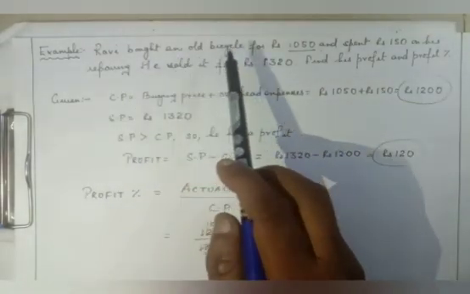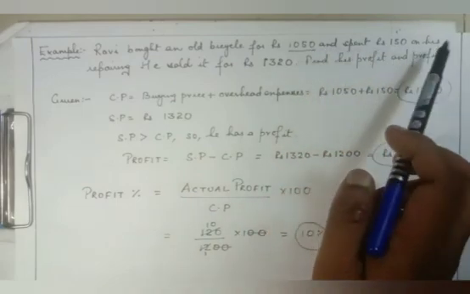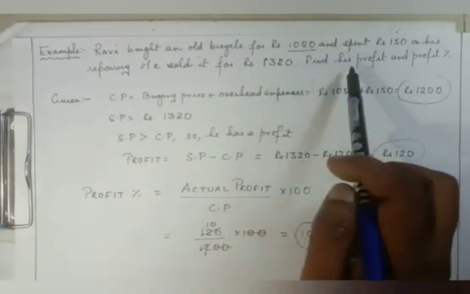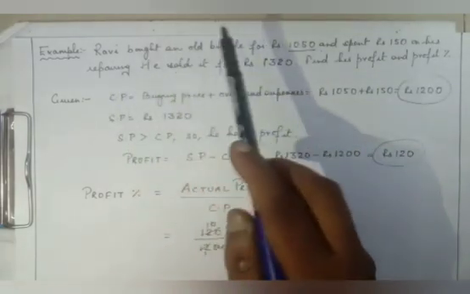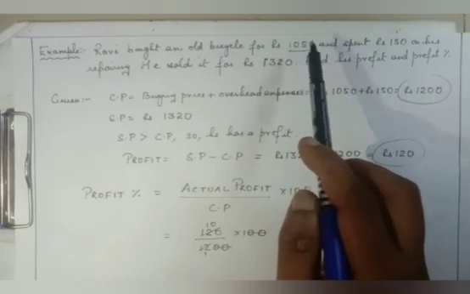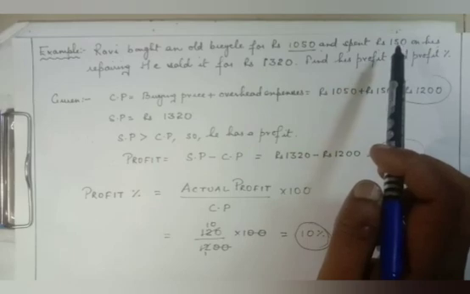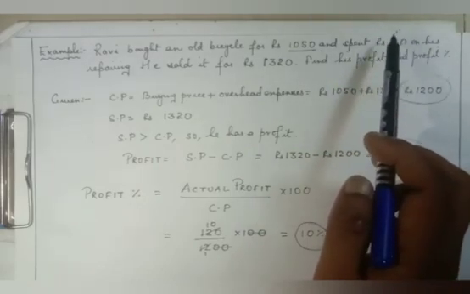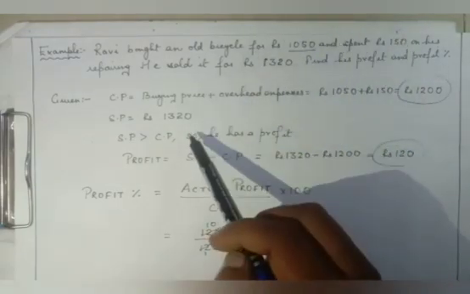Ravi bought an old bicycle for rupees 1050 and spent rupees 150 on his repairing. He sold it for rupees 1320. Find his profit and profit percent. Over here you can see CP is equal to rupees 1050, but actual CP is 1050 plus rupees 150. Whatever overhead expenses I am going to spend on the cost price, that should be added in the cost price.